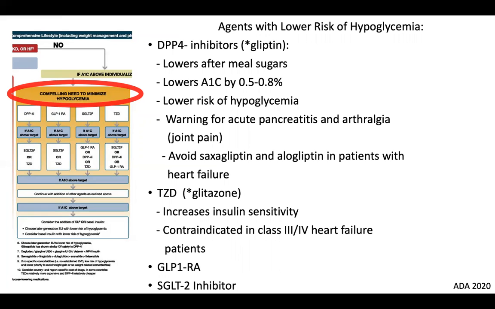The next class of medication, TZDs, which ends in glitazone, work by increasing the insulin sensitivity and often take at least 4 weeks to see the full benefit. Remember, this class of medication can cause fluid retention and is therefore not recommended in patients with heart failure, as it can cause or exacerbate heart failure symptoms.